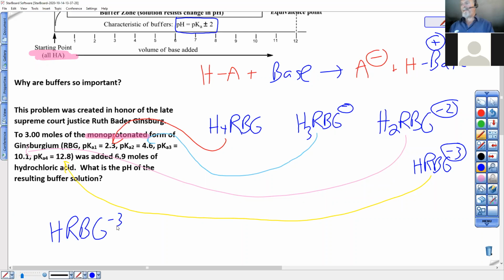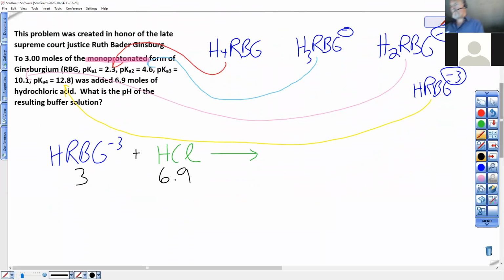What's it reacting with? How much is there of it first? That's 3 moles. And it's reacting with a strong acid. In this question, unlike the one last day on Monday, we're adding a strong acid. This question will not be done until our strong acid has been completely reacted. So 6.9 moles, we got a long ways to go because we can only go 3 moles at a time with each species that we create.